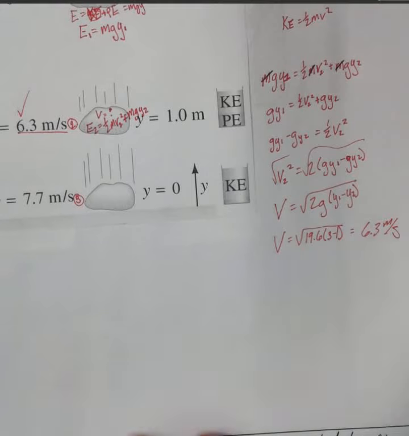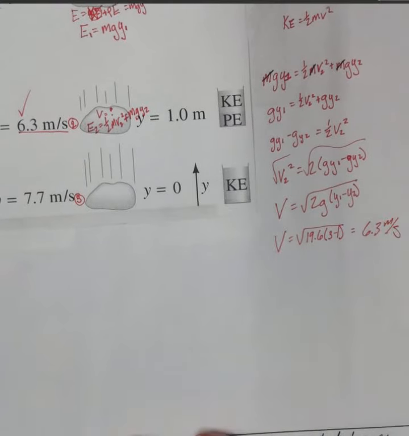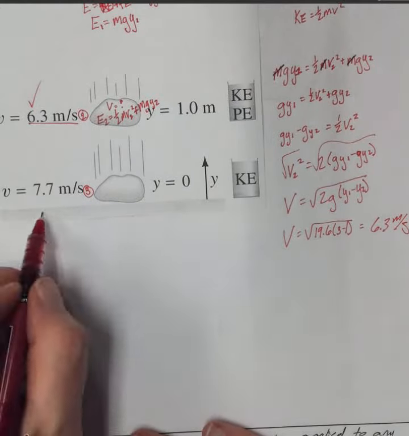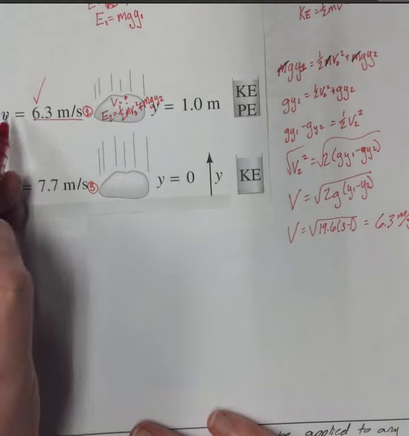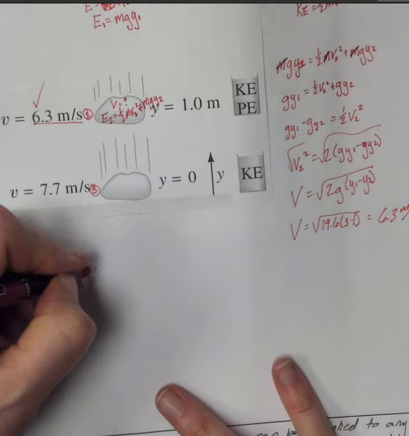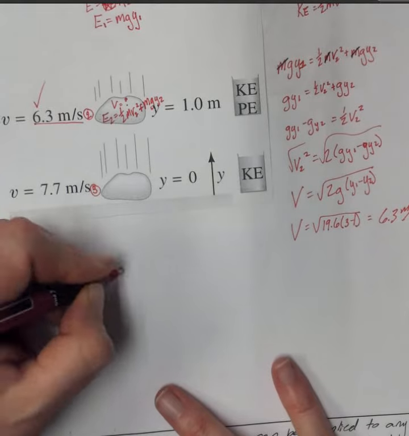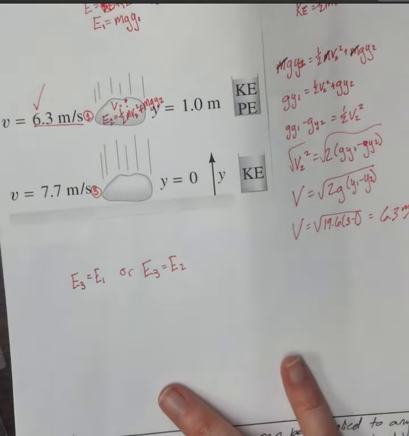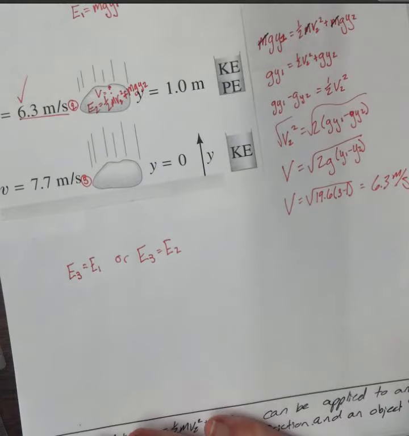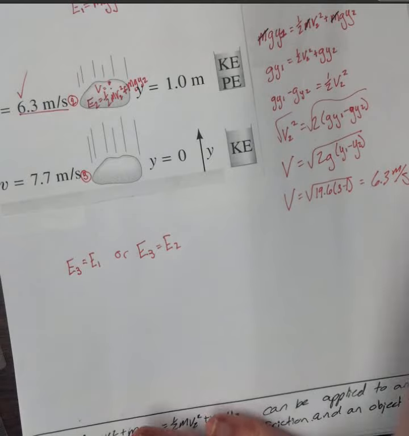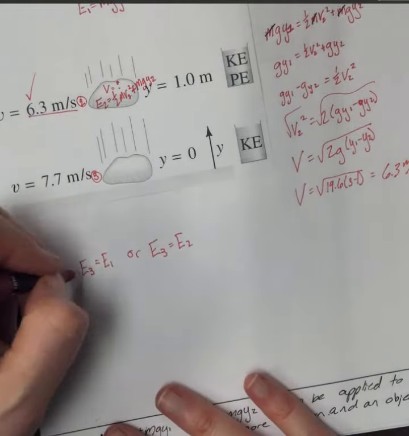I can likewise use this concept to show that the velocity is 7.7 meters per second at the bottom. And I could do that by either setting E3 here equal to E1 or setting E3 equal to E2. They're both going to work, and I want to show you that that's true, and that if you know the energy at one point, you can use that equation, or you can use that feature of that equation to solve for any other point. So first I'm going to do it by setting E3 equal to E1.